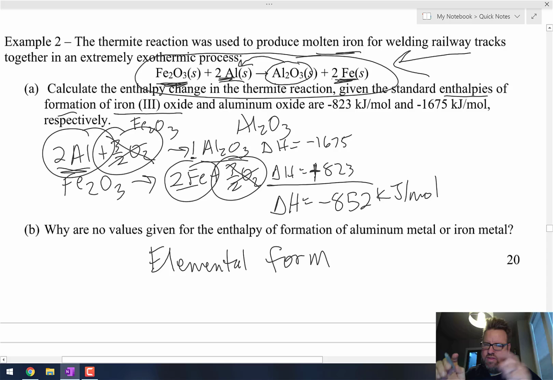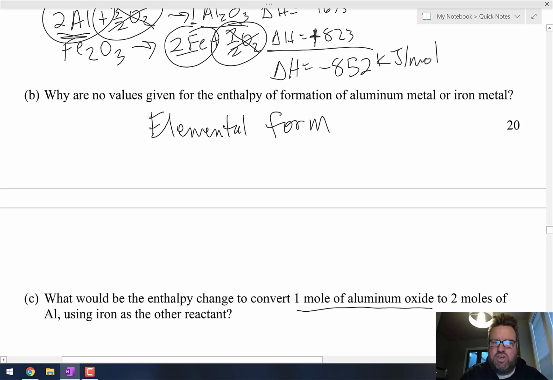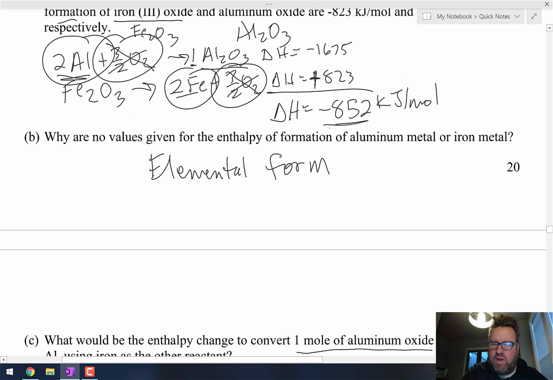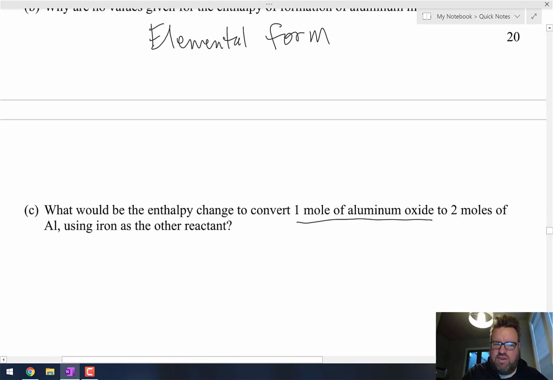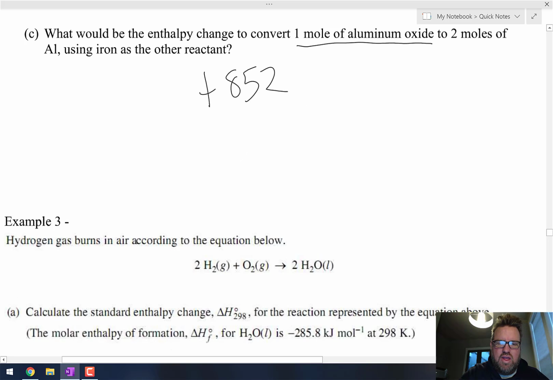So what are they saying here? They're saying the reverse reaction. If you're trying to take aluminum oxide and turn it back into aluminum, what would be the enthalpy change for that? Well, for the forward reaction, it was negative 852. So for the reverse reaction, it'd be positive 852.